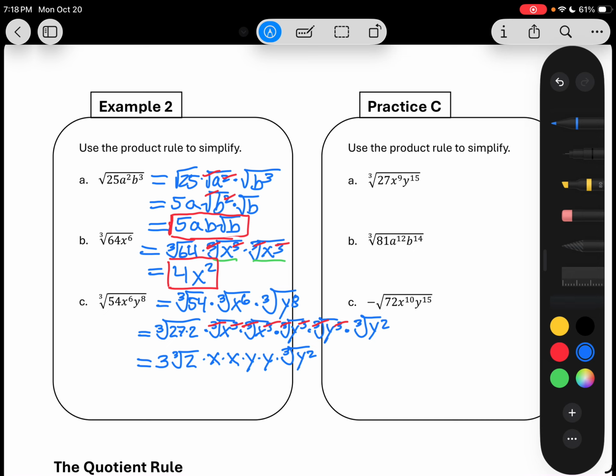So one last thing to do here is anything that is not inside of a root can be written first all the way to the left. So 3x squared y squared. And then that 2 and the y squared, as we learned on the very first practice, we can make those go underneath one root, and it just looks a little cleaner. So we'll put them both underneath the cube root, and that would be our final result on that one.